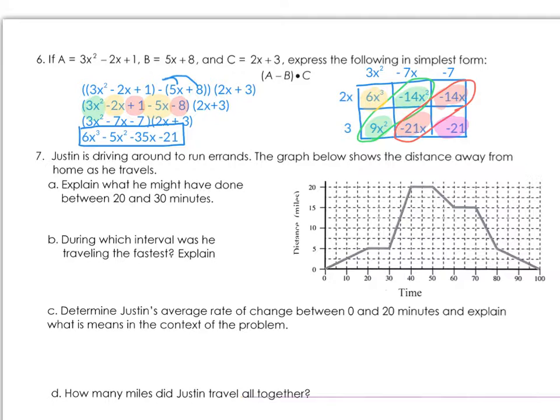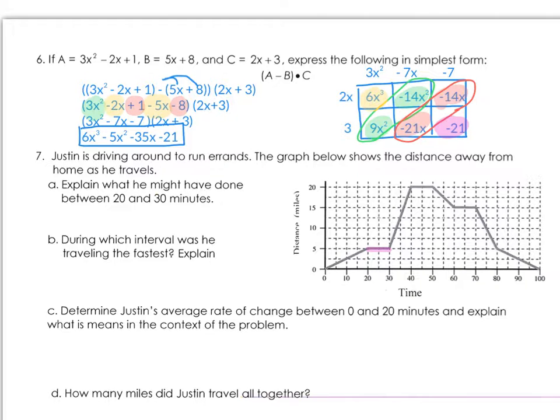Okay, next question. This next one says Justin is driving around to run errands. The graph below shows the distance away from home as he travels. Explain what he might have done between 20 and 30 minutes. Well, if I look at that part of the graph between 20 and 30 minutes, I'm looking at this part right here.